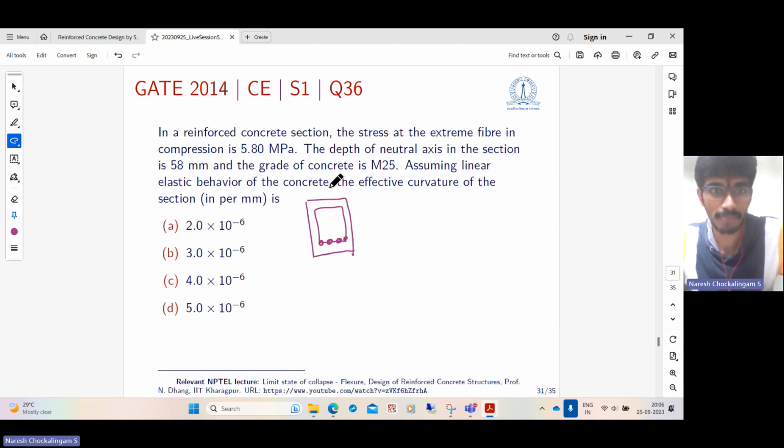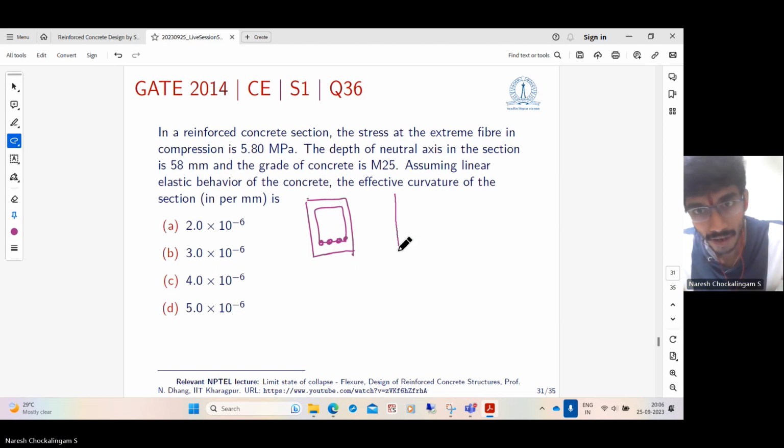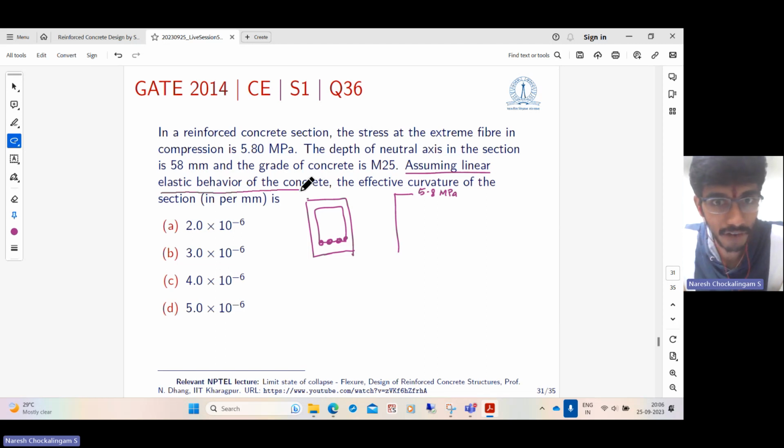The stress in the extreme fiber under compression. So assuming it is under sagging moment, the top will be under compression. The stress here is said to be 5.8 MPa. And note that they have asked us to assume linear elastic behavior of concrete. So do not take the stress block. It is wrong. They have asked us to assume the concrete is behaving linearly elastic.